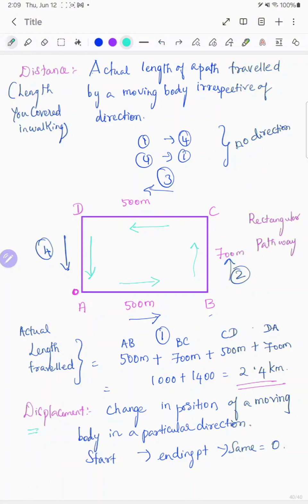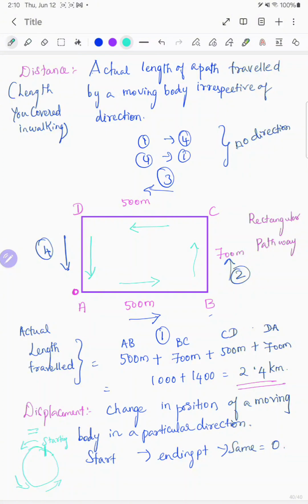So I am having a circular track here. It may not be a perfect circle. If you are starting from here and running this way, in any direction you can count, but you end up at the same starting point, your displacement is 0. That's what I am coming to say. If you end at a different point, then your displacement is the shortest distance and is something different, but if you end up at the same starting point, your displacement is 0.